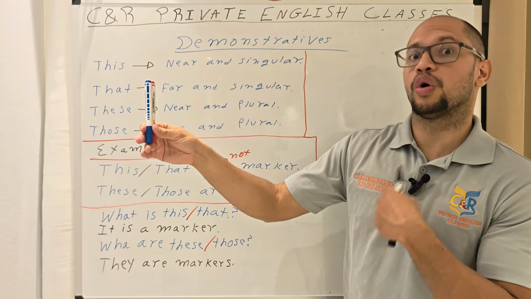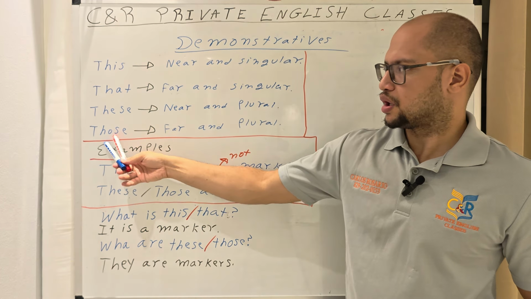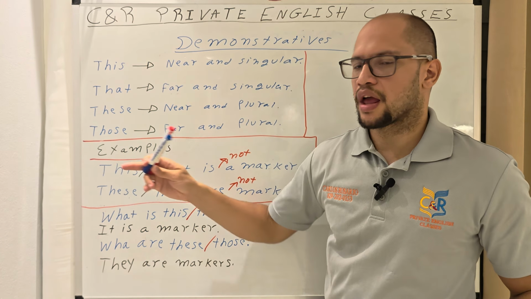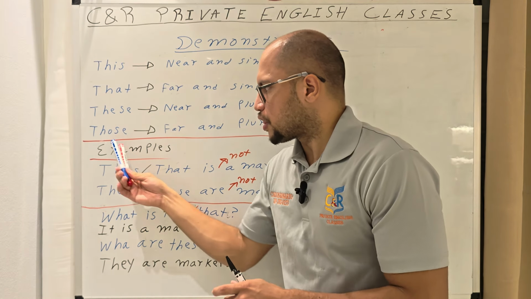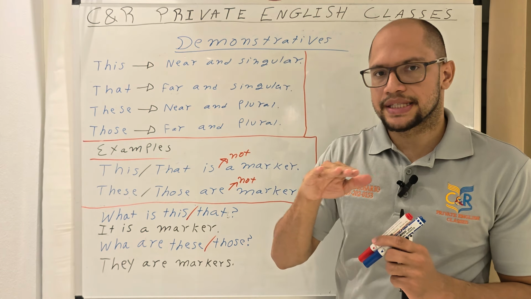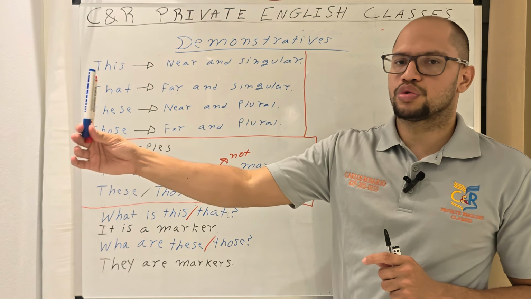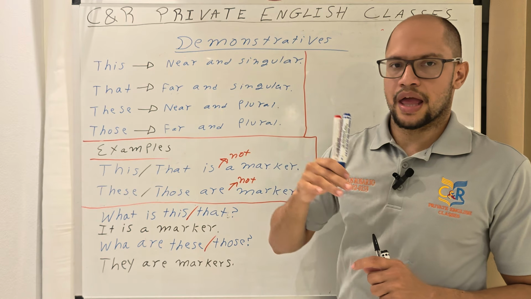Now, if you have two or more, you would say those. Those. The th, those. Those with z. Those are markers.